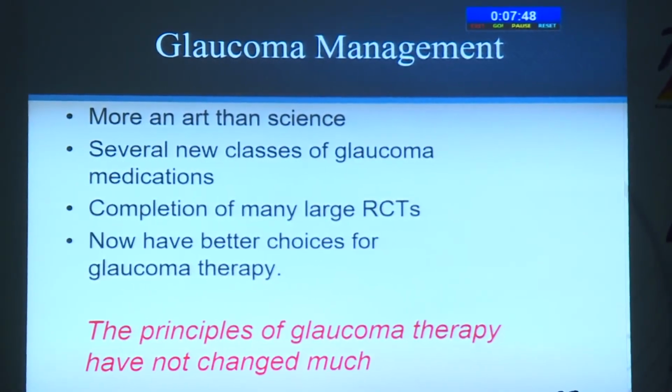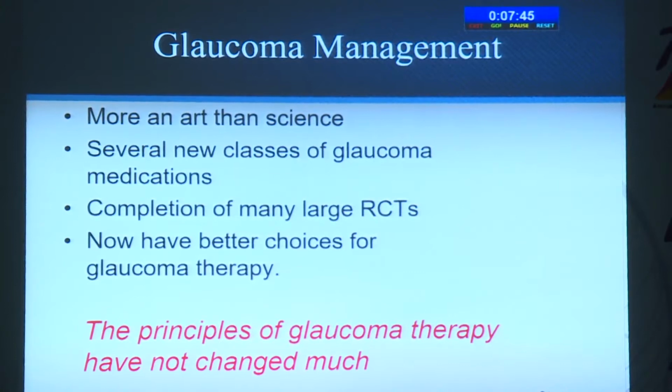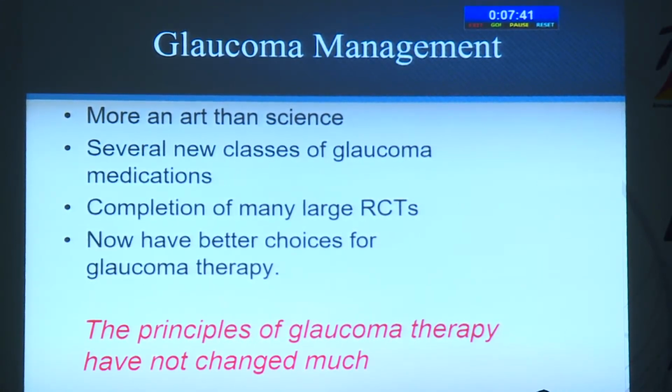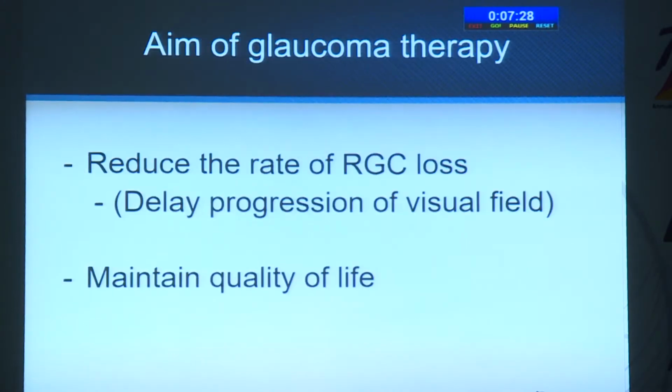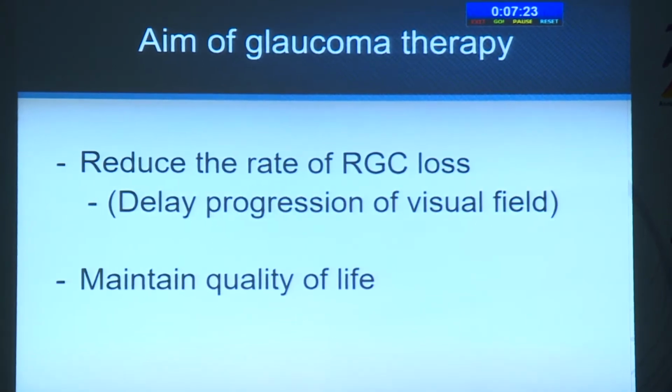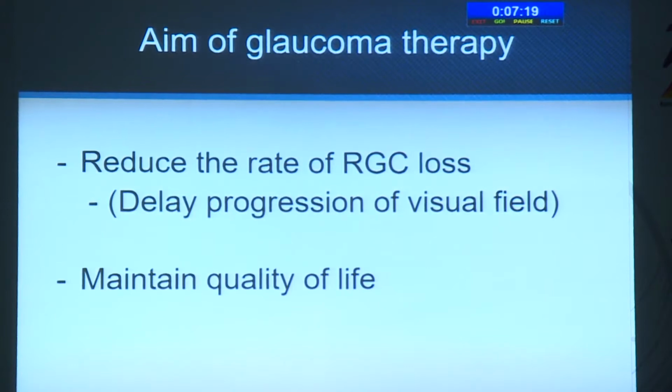The introduction of several new classes of glaucoma medication and the completion of many large randomized clinical trials have not changed this fact, and while we now have better choices when initiating glaucoma therapy relative to our predecessors, the principles of glaucoma therapy have not yet changed. Reducing the rate of ganglion cell loss, or delaying the progression of the visual field defect, is the aim of glaucoma treatment, and we also have to maintain the quality of life.